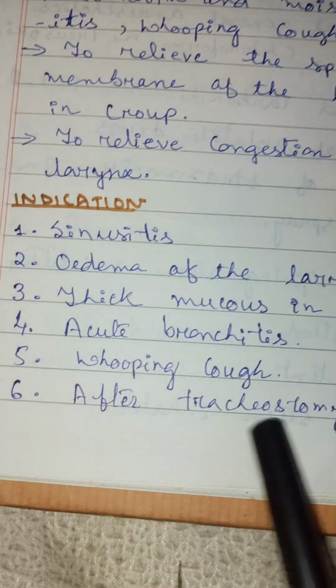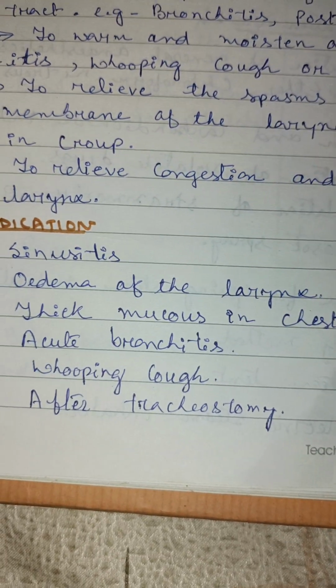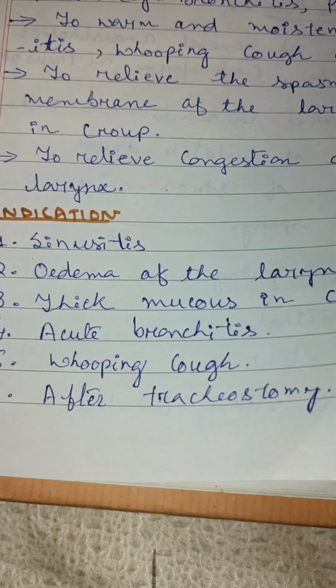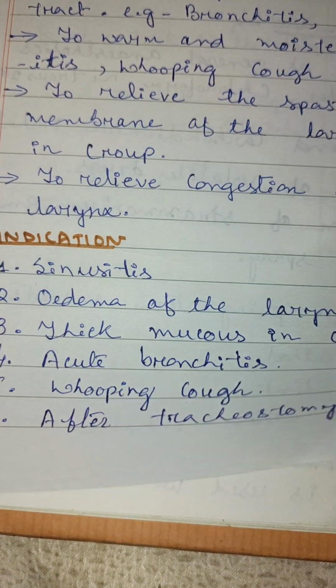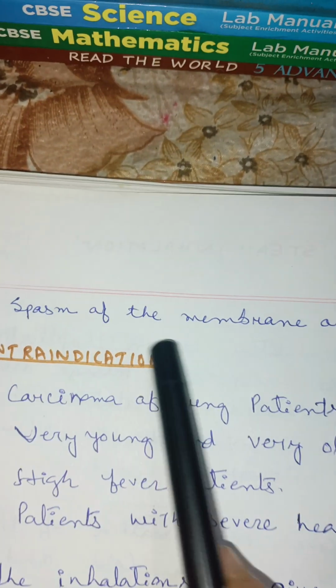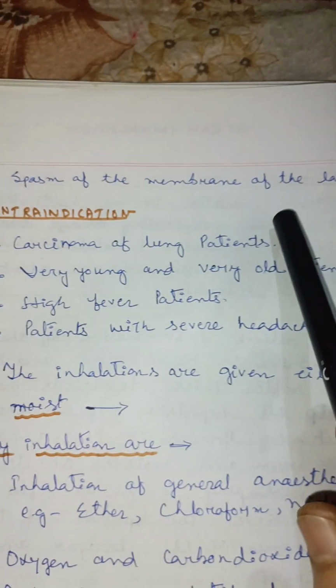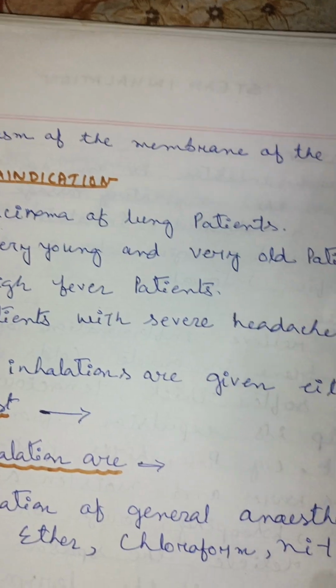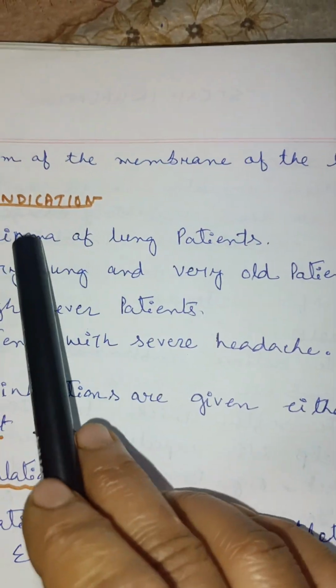Then after tracheostomy. Again after doing tracheostomy, steam inhalation has to be given. These are the indications of giving steam inhalation. Our last indication is spasm of the membrane of the larynx. When there is spasm in the membranes of the larynx, steam inhalation has to be given. These are the indications. Next, let's see the contraindications.